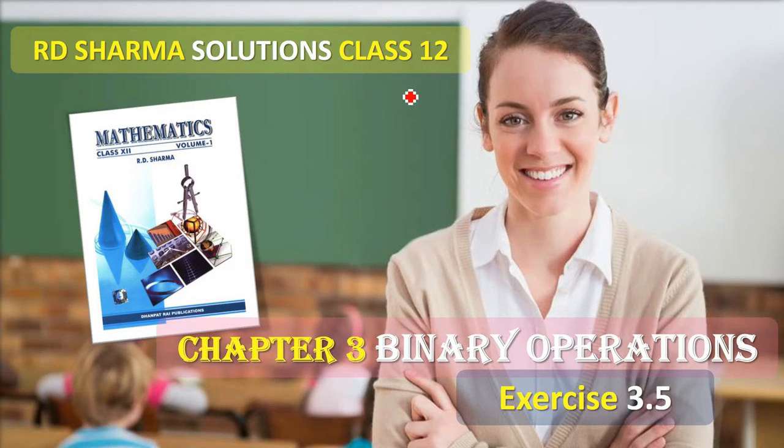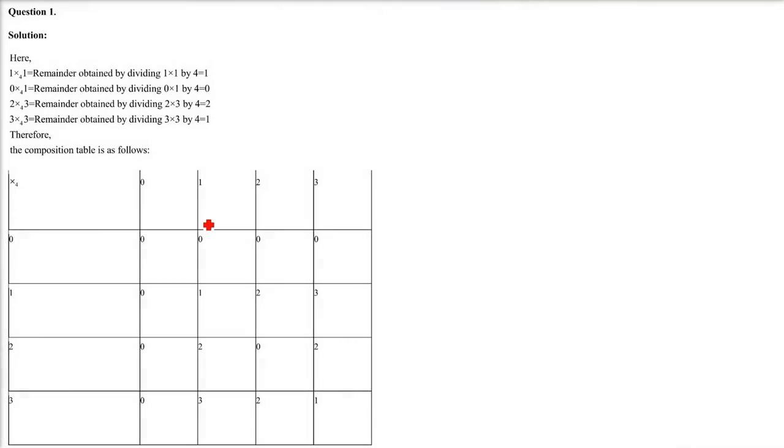This is RD Sharma Solution Class 12 Chapter 3 Binary Operations. Exercise 3.5. So this is all about the composition table, that is, the binary operation table. All the questions are on the basis of that.